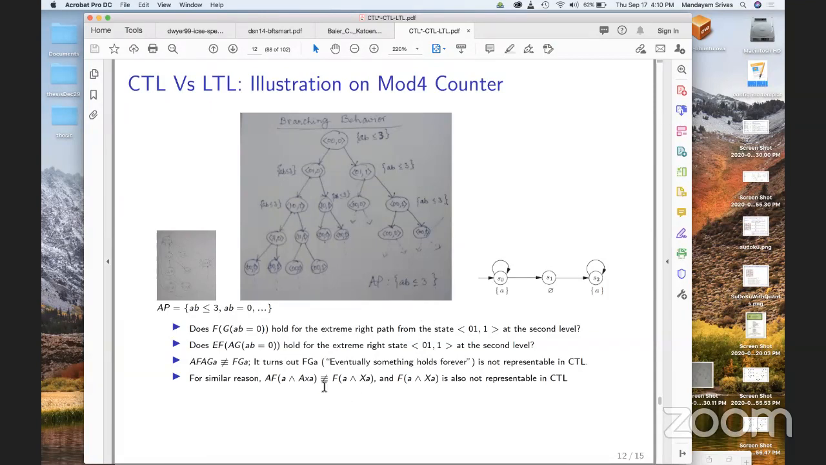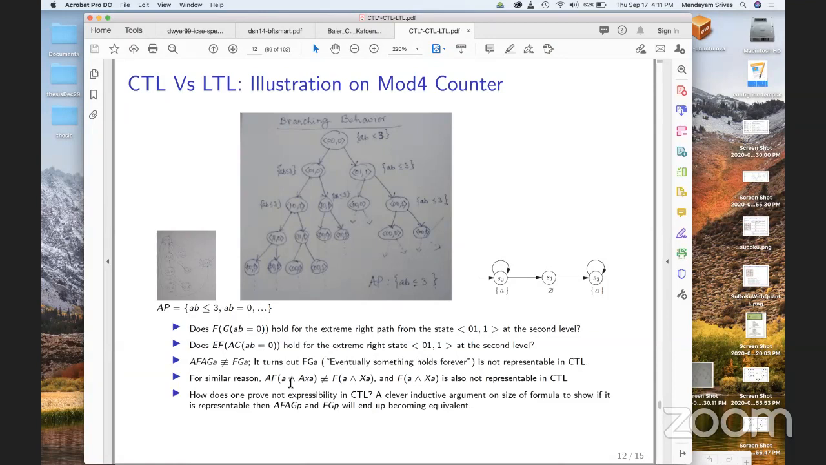Okay. Similarly here, as an exercise, I will ask you to construct a transition system which distinguishes these two things, on which the right-hand side LTL property is satisfied, and on the left side you can't find one, because F of A and X of A is not representable in CTL. So this is not even a persistence property. Persistence property F of G is certainly not representable, and so is this and many others.